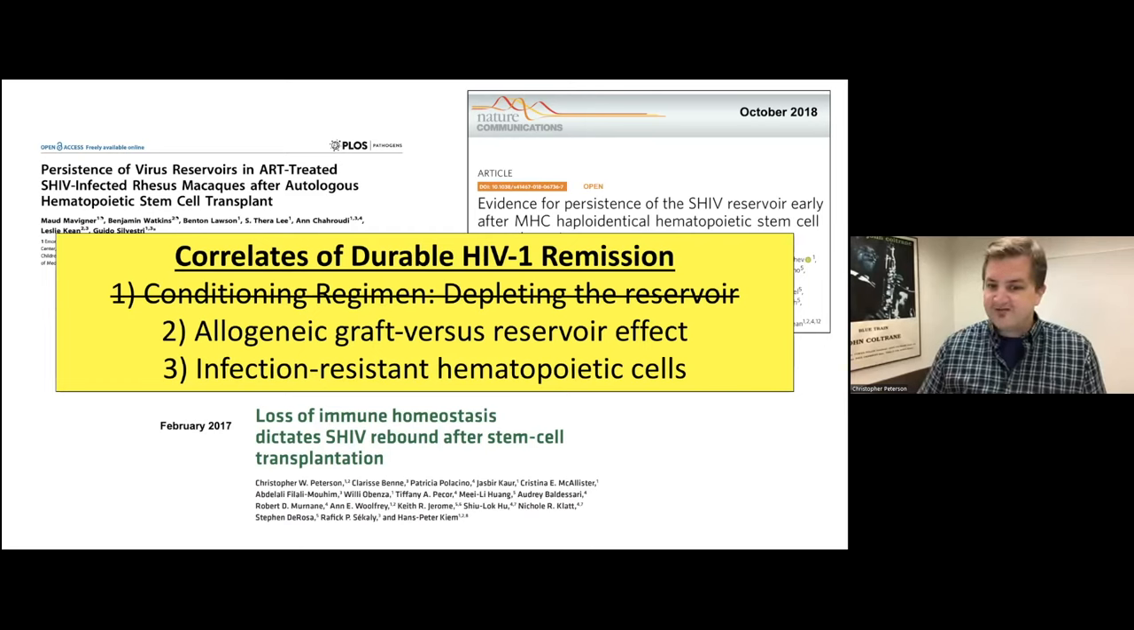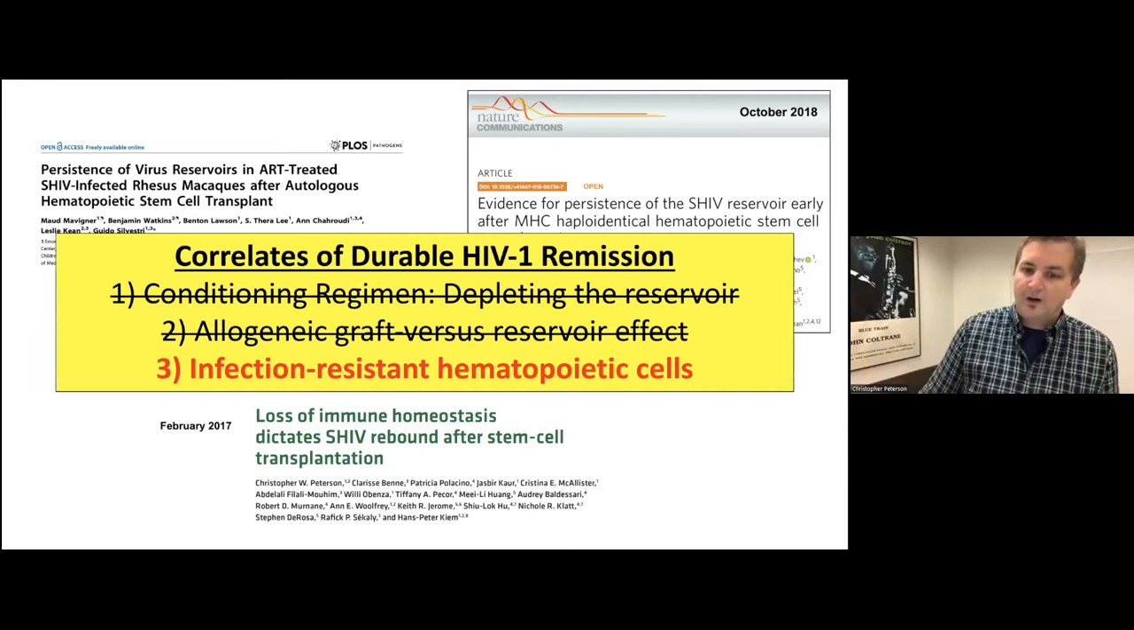There's a graft versus reservoir effect that has been hypothesized for what went on here, similar to a graft versus leukemia effect that has been shown in cancer patients. But again, the toxicities there are something that are going to require a lot of further study and refinement. So that really leaves the idea of these infection resistant, in the case of these patients, delta 32 donor cells that played a key role.